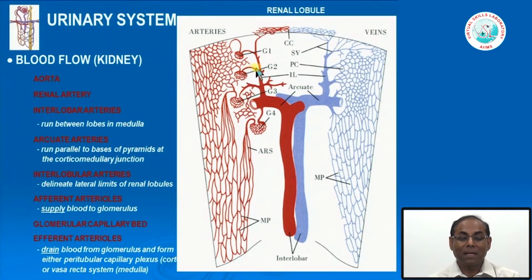interlobular arteries, and from the interlobular arteries it comes to the afferent arterioles, and the afferent arterioles become the capillary network of the glomeruli, and from here the efferent arteriole comes out. This is the arterial system, and then they drain finally into the venous system, by which the blood comes out from the kidney through the renal vein.